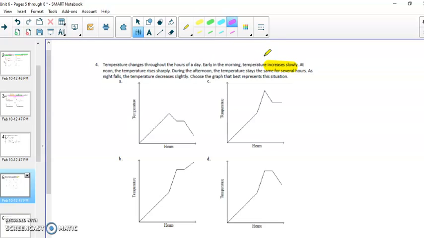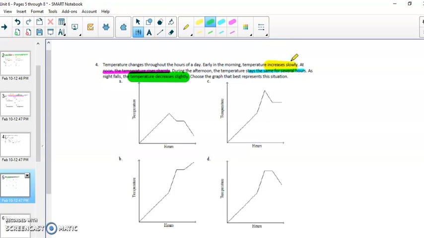At noon, the temperature rises sharply. Better get a smaller highlighter here. During the afternoon, the temperature stays the same. So I'd expect a piece that is flat. And at night, it drops off slowly. So let's see if we can see these pieces. The temperature increases slowly. Okay, well that looks like it's all of them.